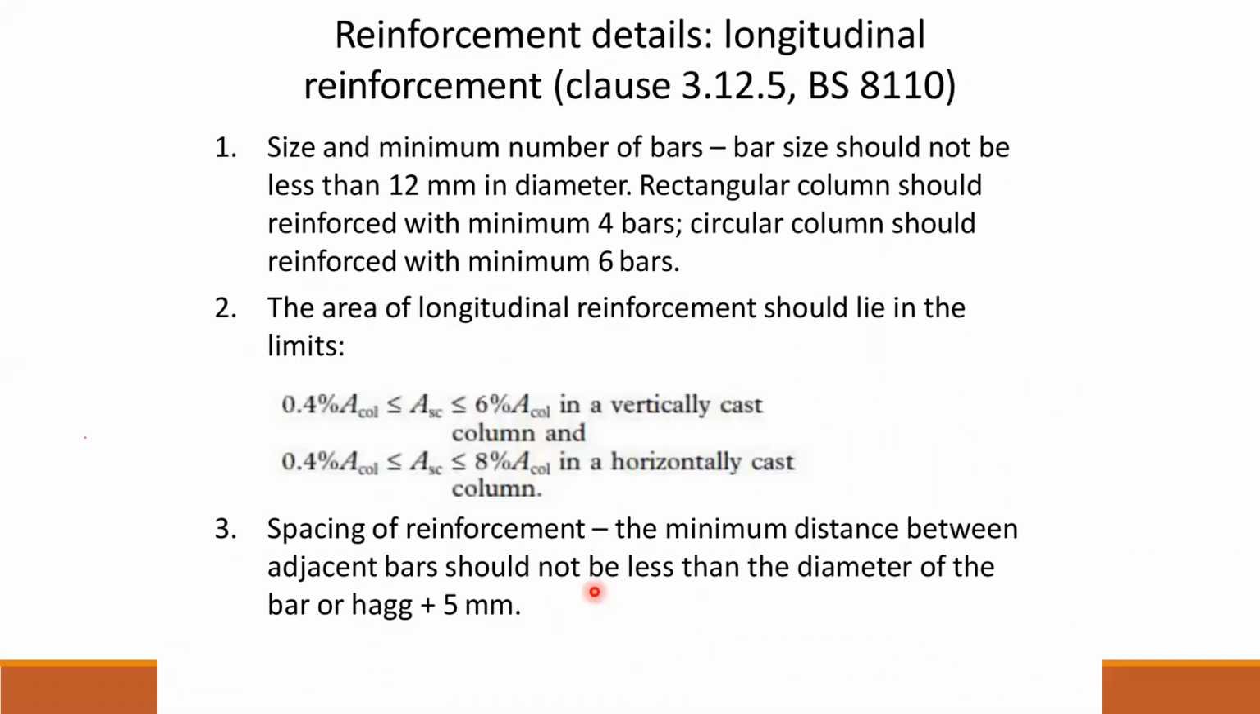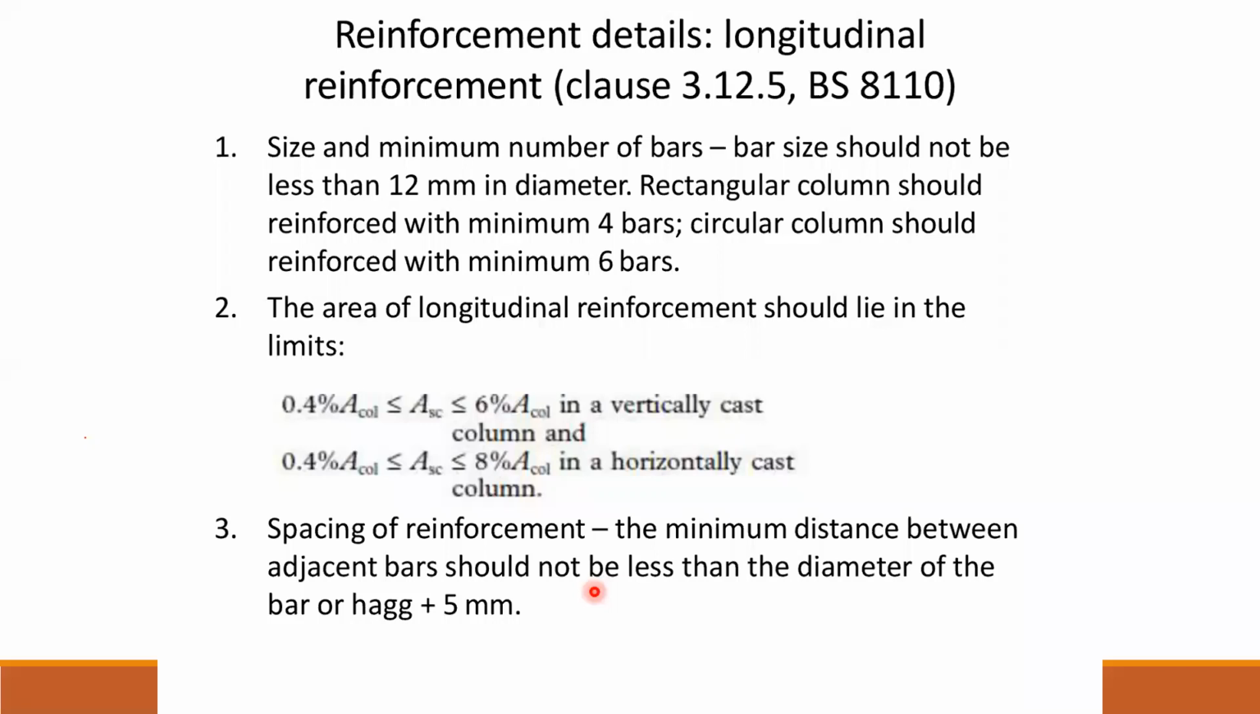Let us see the reinforcement details of the longitudinal reinforcement. The bar size should not be less than 12 millimeter in diameter. In normal practice in Sri Lanka, sometimes people even use 10 millimeter diameter bars for the columns. That is completely wrong, completely violating the code of practice. So hereafter, even in the house builders sector, if someone is going to do this, please stop and ask them to proceed with 12 millimeter bars.